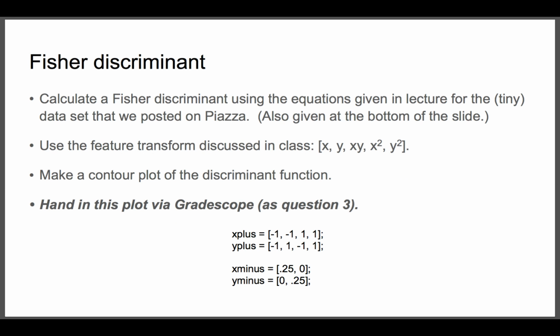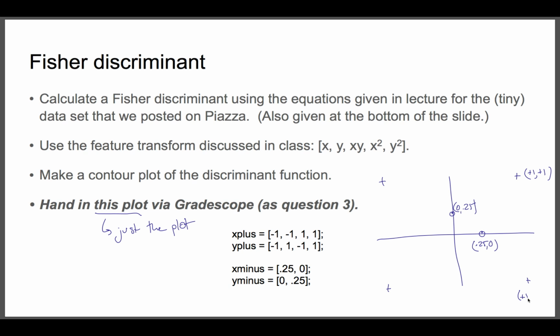All right, so the last exercise is going to be to make another contour plot. So again, we only want to hand in the plot. And what we're going to do is I've given you a data set here. It's got 4 points of the positive class that are at the corners of a big square. And then 2 points for the negative class. I'll write those as circles, right? And they are at 0.25 comma 0 and 0 comma 0.25, right? And so this one here is +1 comma +1. This one here is +1 comma -1 and so forth.